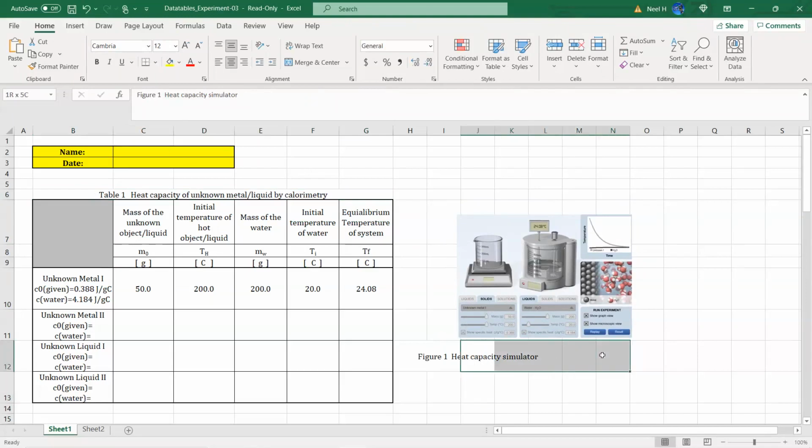All right, then you can add that part, add this picture part into the procedure section, and add the link of the simulator to the procedure section. Then you have to explain step by step how you collected the data. Do not copy paste anything directly from the lab manual.